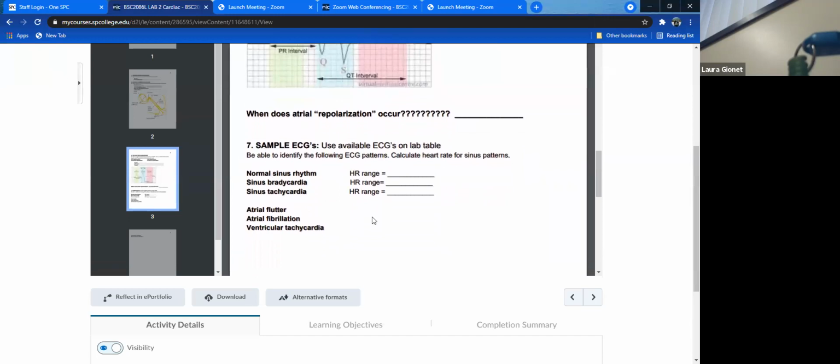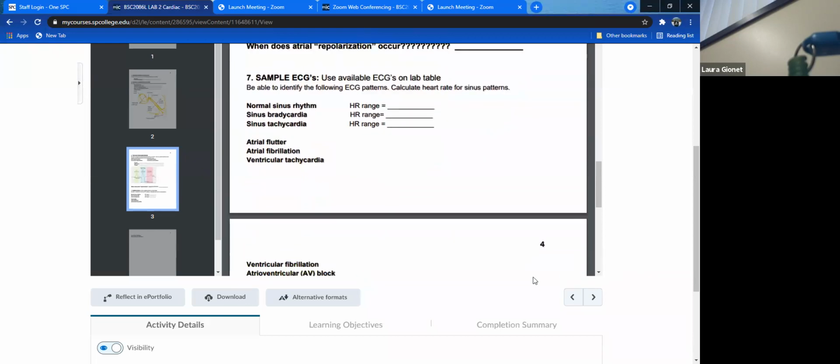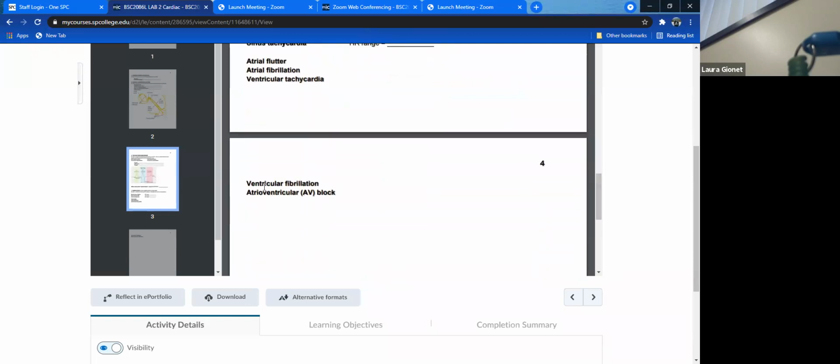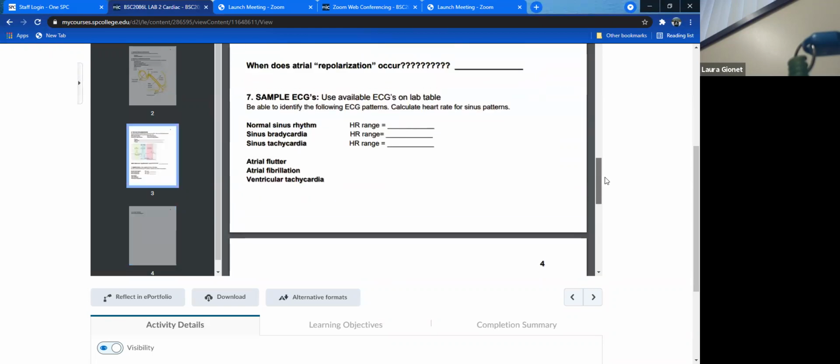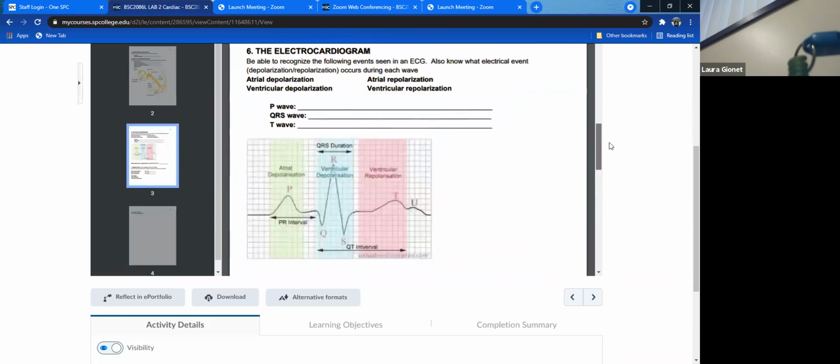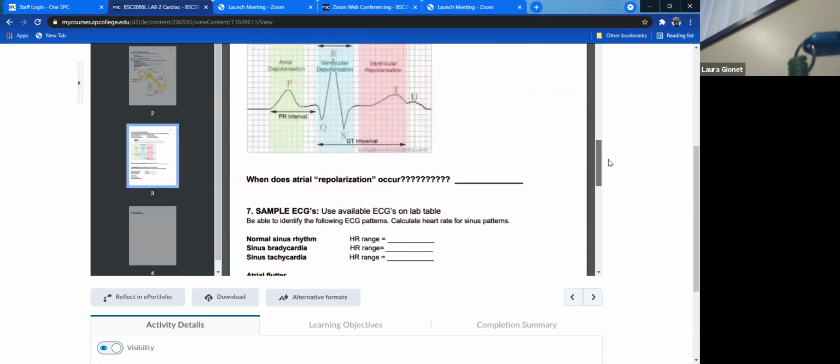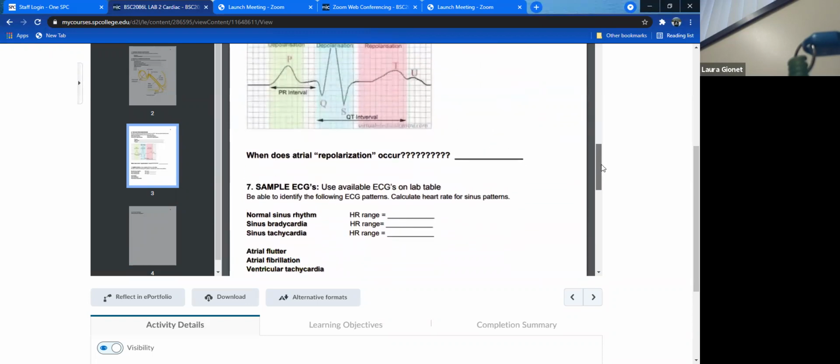Okay, when we look at sample EKGs, we will be able to identify a normal sinus rhythm, sinus bradycardia, tachycardia, and a couple of abnormal strips for atrial flutter, atrial fibrillation, ventricular tachycardia, and ventricular fibrillation should be in there as well. Oh yes, it goes on to the next page: ventricular fibrillation and AV block. It just happened to break funny there, so don't stop at the bottom of page 3. Go on to the next one, because there's more. Okay, before we move on, we're going to identify normal sinus rhythm.